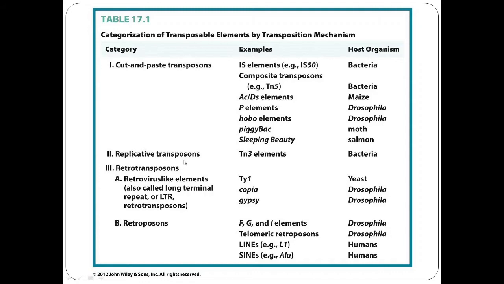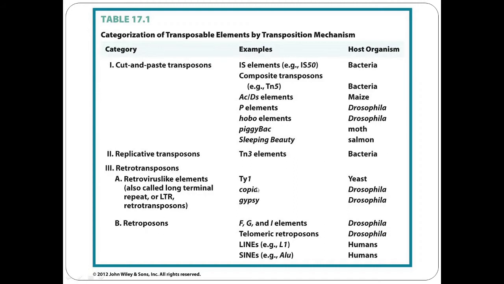Next will be the replicative transposomes, which work by the replication mechanism. Example is the Tn3 element. Host organism is bacteria. Retrotransposomes, which are RNA based, are of two types: A, retrovirus-like elements, which are also known as long terminal repeat or LTR retrotransposomes, and B, that is next, the retroposomes.